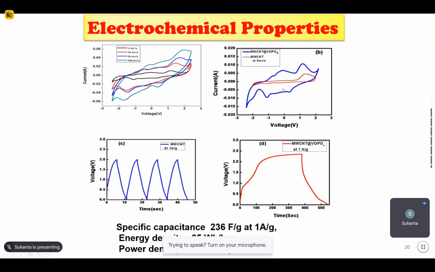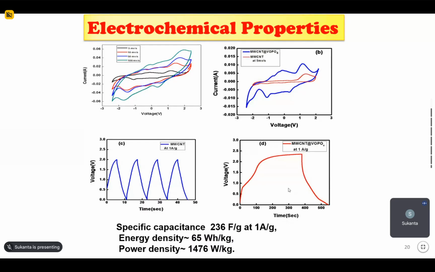And here, for comparison, it is shown that this red part is for the multi-wall carbon nanotube film, and the blue part is the composite film. You can see the area under this blue curve is huge compared to the multi-wall carbon nanotube. So the capacitance value for the composite is high. For specific capacitance, 236 farad per gram for the composite materials, and energy density here, and the power density 147 watt per kg.